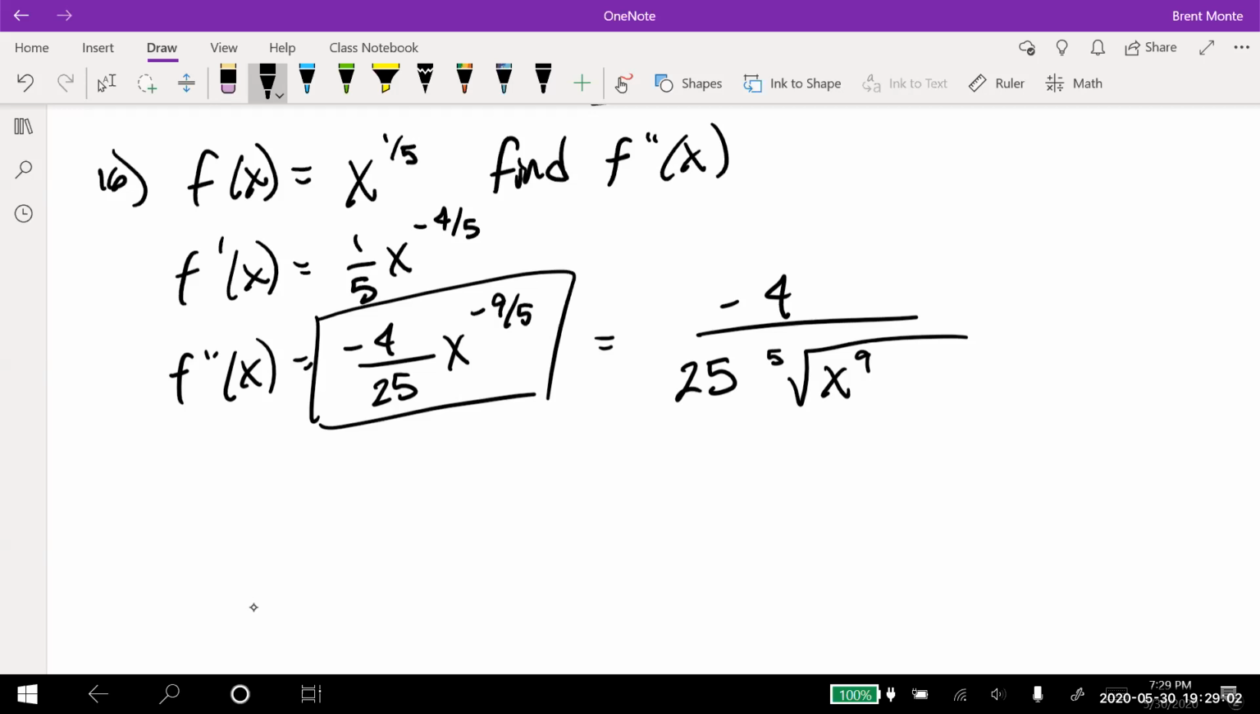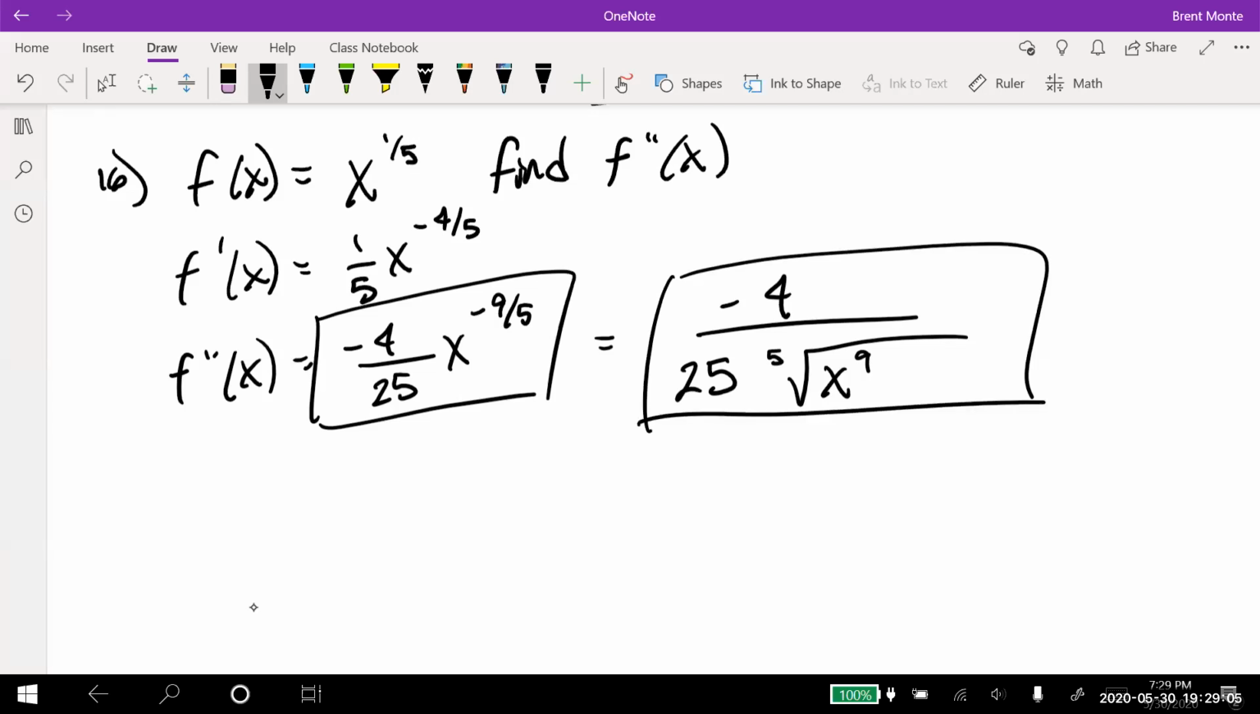negative exponent. So I would assume, especially since the original problem said x to the 1/5, not the 5th root of x, that the computer would accept that first one as the answer. If I was hand grading the test, I would accept either one as the answer, but most people would just leave it that first way.